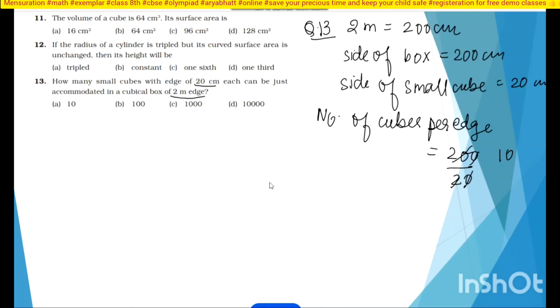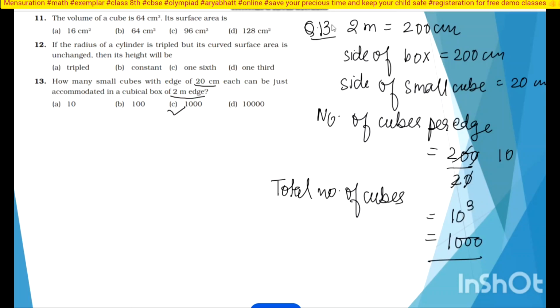So total number of cubes will be how much? It will be the volume. So 10 cubed is equal to 1000. So my option will be C.